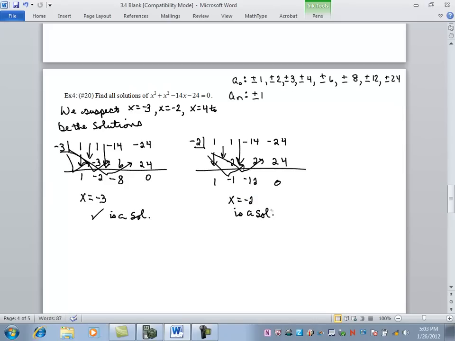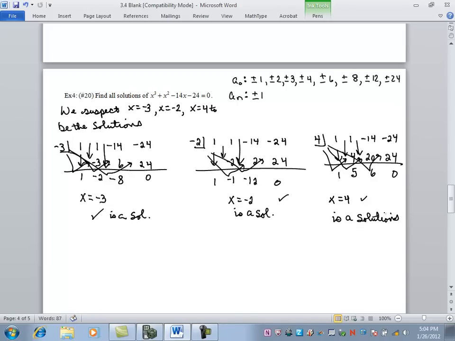And then let's check out 4. See if it's a 0. So again, line up the coefficients. 1, 1, -14, -24. 1 comes down. Multiply on the diagonal. Add down. Multiply. Add down. Multiply. And once again, we have a remainder of 0. x equals 4 is a solution. And we have our 3 roots of this cubic equation.